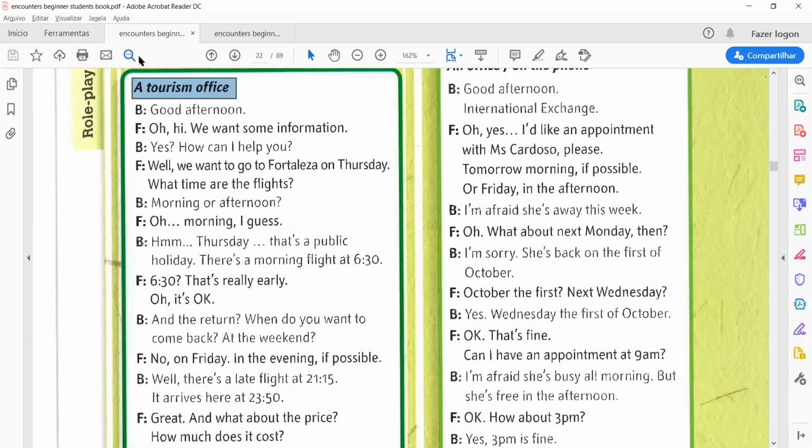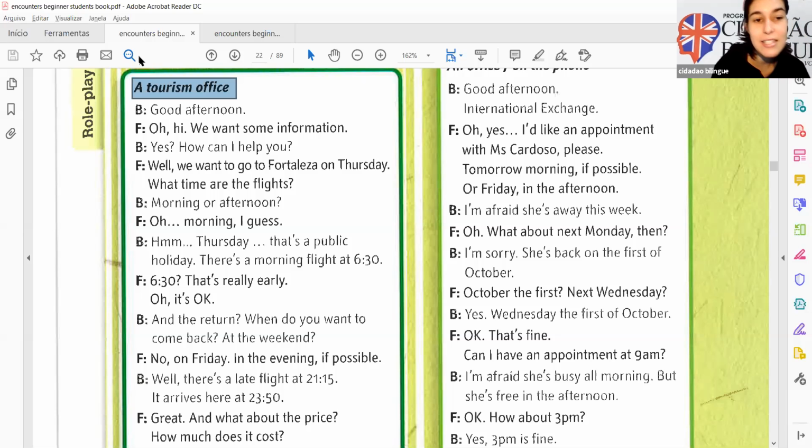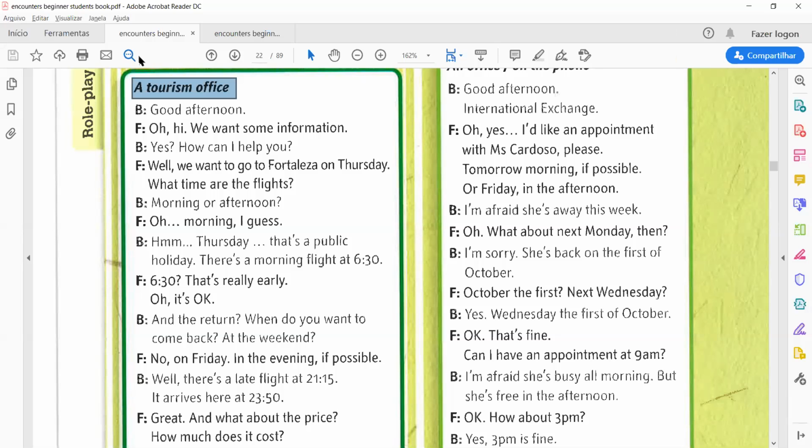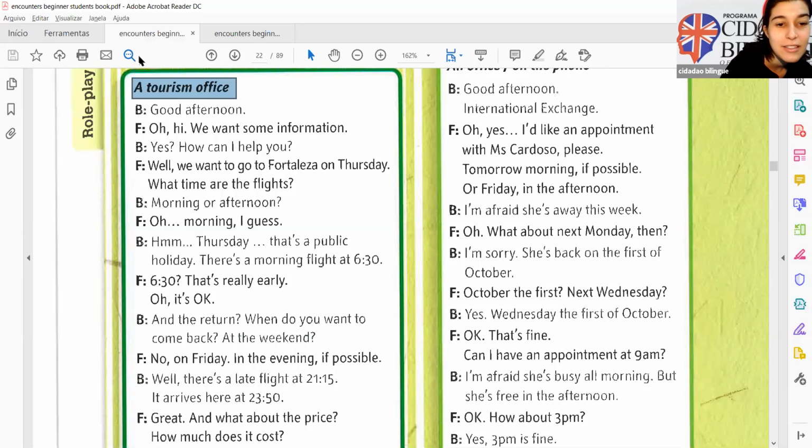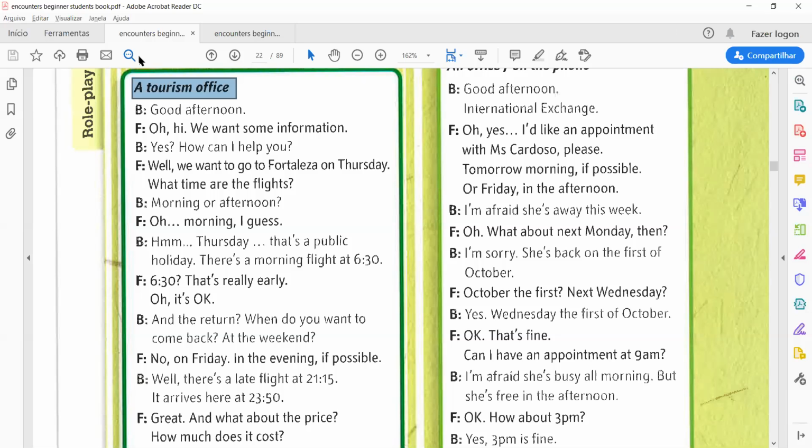There is a morning flight at 6:30. Eu não lembro como fala 30. 6:30. Yes, 6:30. Very good. 6:30? That's really early. Oh, that's, okay? That's really early. Really, really early. Very good. Okay. It's okay. It's an affirmation. It's okay. Ah, it's okay.